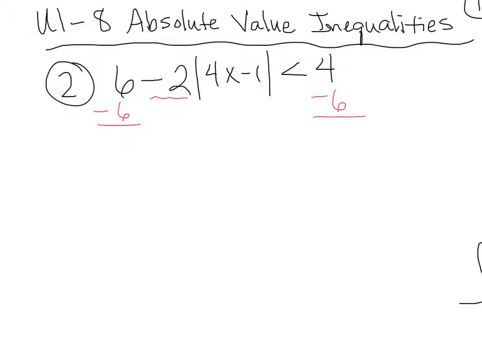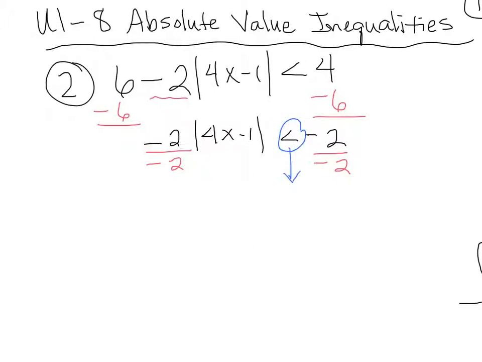So we have to subtract. We're left with that negative 2 out front of the absolute value of 4x minus 1 is now less than negative 2. Now we divide by that multiplier. Now notice that we're dividing by a negative, and that's really important because that's going to flip that symbol as we rewrite this. So the absolute value of 4x minus 1 is greater than positive 1, right? Negative 2 divided by negative 2 is positive 1. So that same rule applies. If you're dividing both sides by a negative, you still flip the inequality symbol.